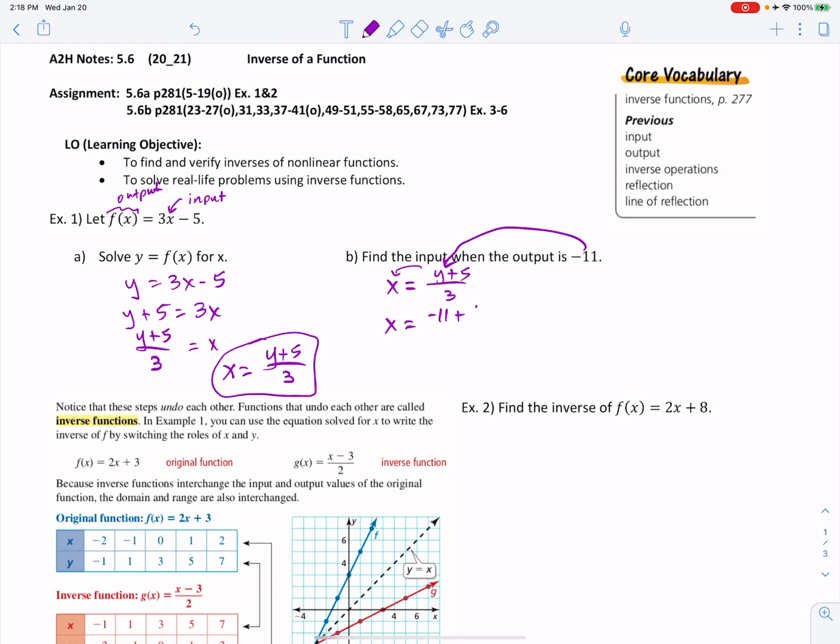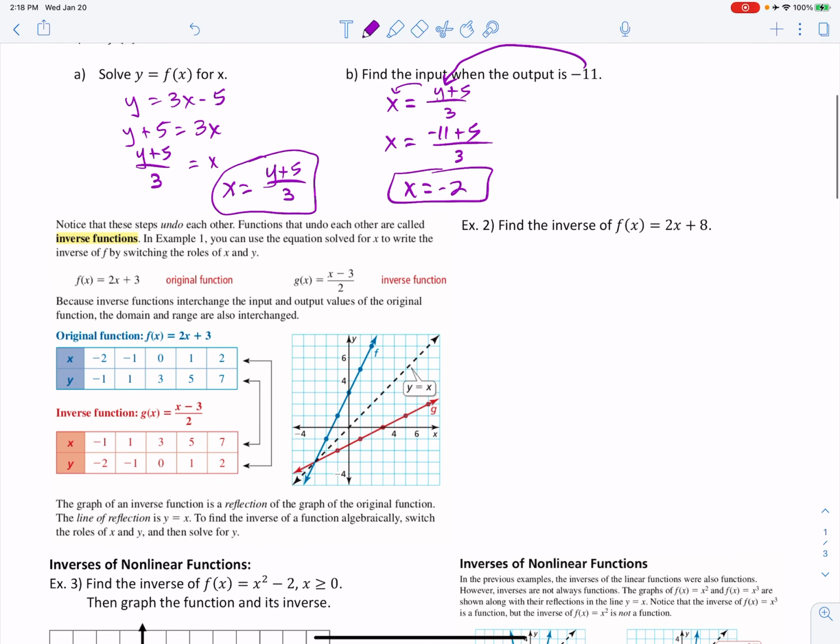And so now we have a function we can put the y value in directly to get x, which is opposite of what we normally do. And you get a negative 6 divided by 3, which is a negative 2. And so inverse functions undo each other.